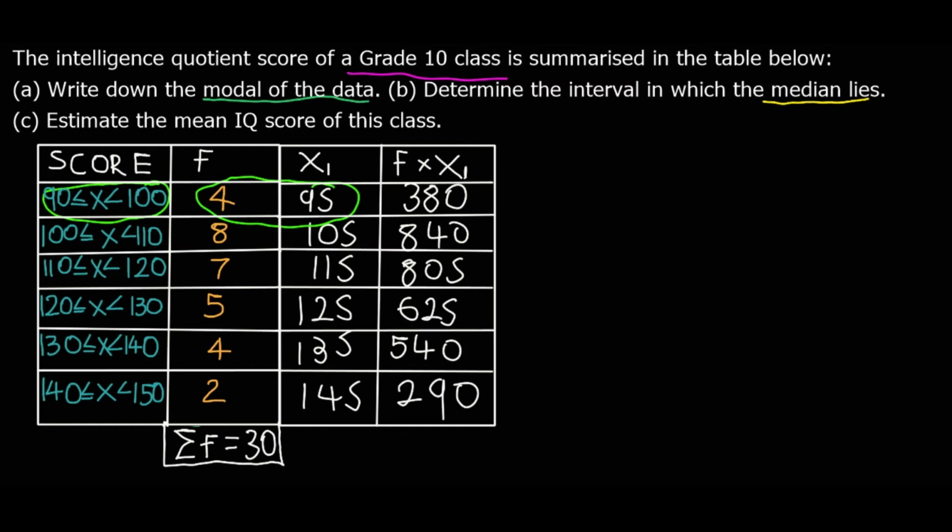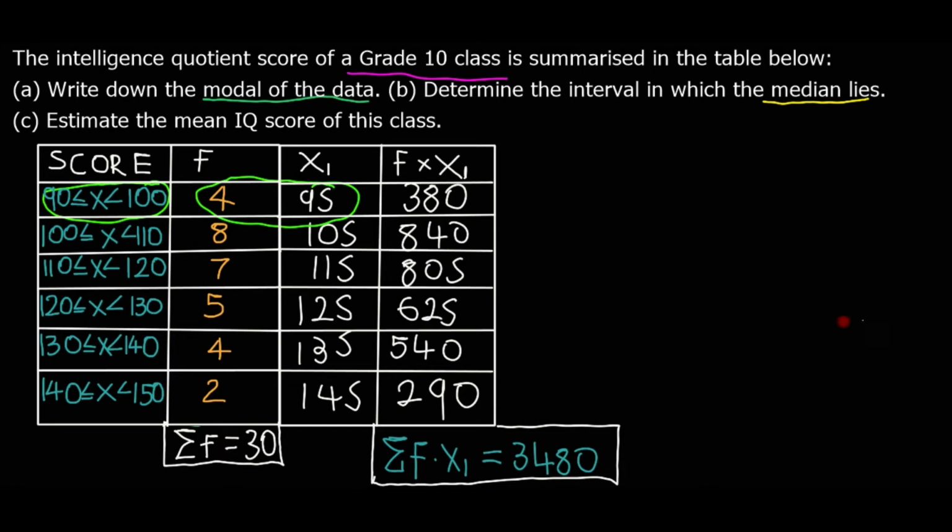From there we need the total of this frequency times midpoint column. Remember, we add these numbers all together. If you add 380 plus 840 plus 805 plus 625 plus 540 plus 290, you get 3,480. So that is the sum, or you can say the total.